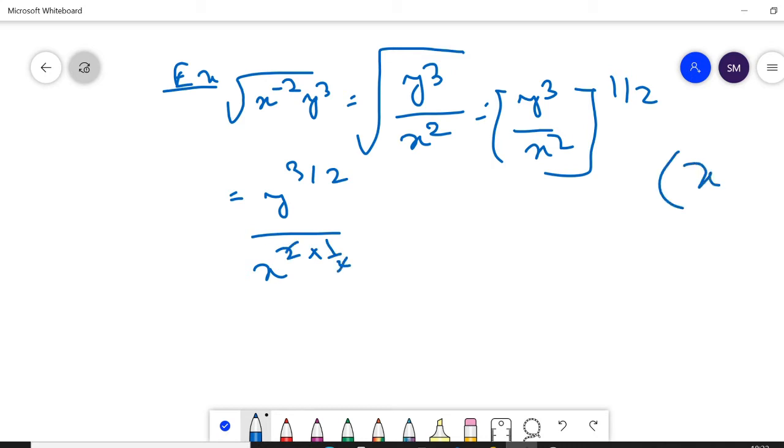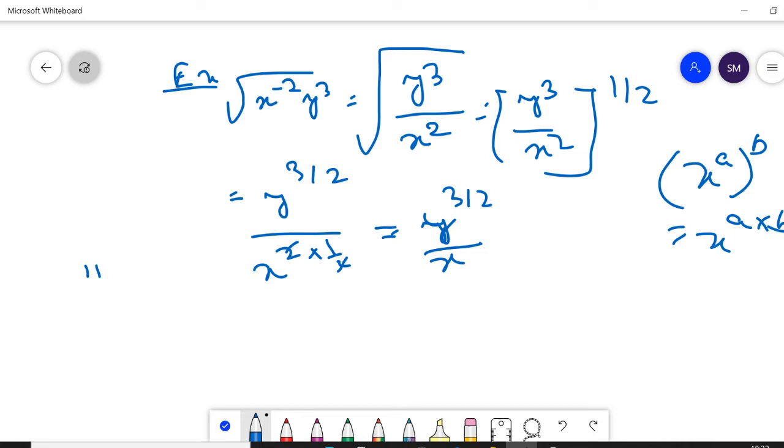Recall the exponents: x to the power a, whole to the power b. Then what happens with the exponent? x to the power a into b. When there is a bracket and the exponent is outside, then the exponents get multiplied with each other. Then what do we get? y to the power 3 by 2 upon x.